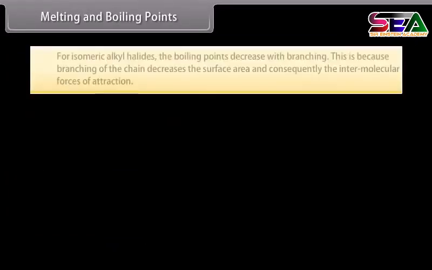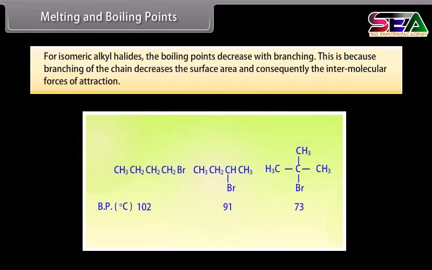Melting and boiling points. For isomeric alkyl halides, the boiling point decreases with branching. This is because branching of the chain decreases the surface area and consequently the intermolecular forces of attraction.